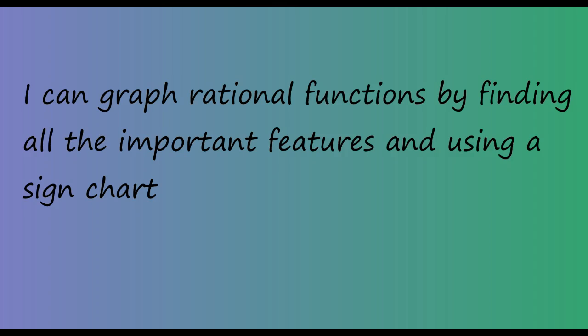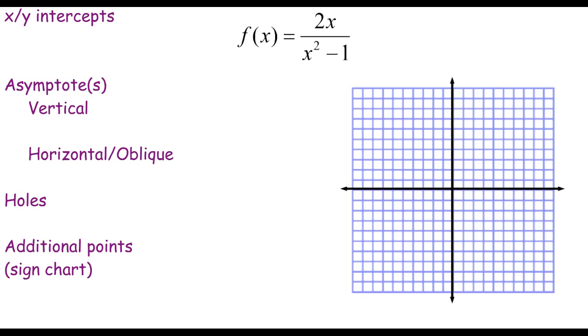Looking at our learning target: I can graph rational functions by finding all the important features and using a sign chart. Basically, today we're putting everything that we have learned together. We're looking for the intercepts, asymptotes, holes, as well as other special points that are going to help us graph this function, which we might not know exactly what it looks like just from looking at the equation. So again, we want to start by finding all of these points.